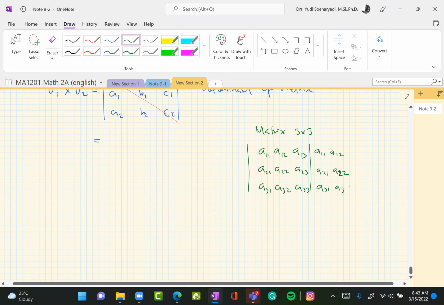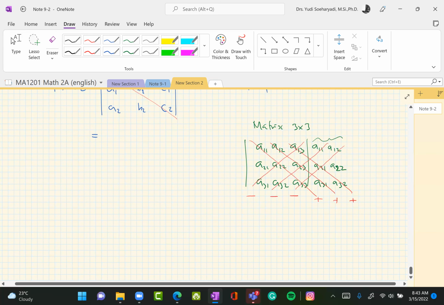A1, A3, 3, 2. Just pretend this one you have. And you kind of multiply by this. This gives you plus, plus, plus. You add. And then you have this with minus. But this is only for 3 by 3 now.